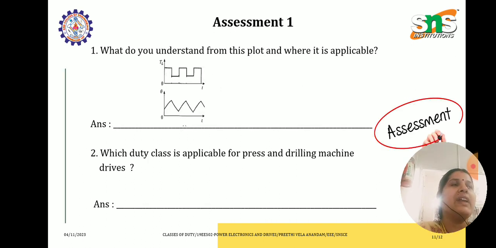And now let's see the assessment part of this. What do you understand from this part and where is it applicable? And which duty class is applicable for press and drilling machine drives?